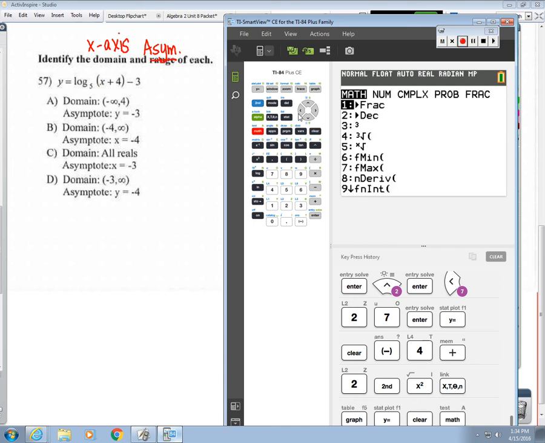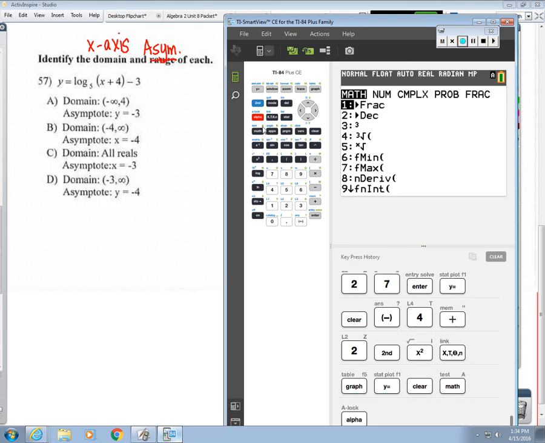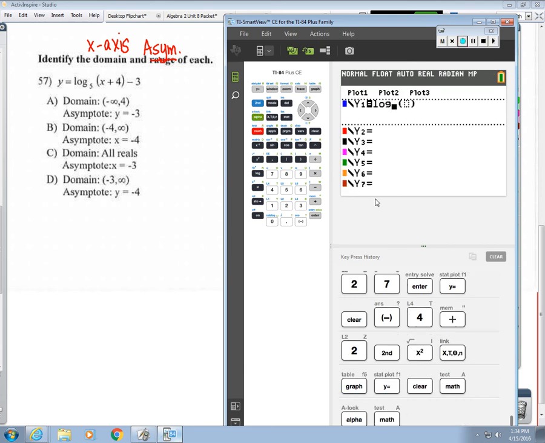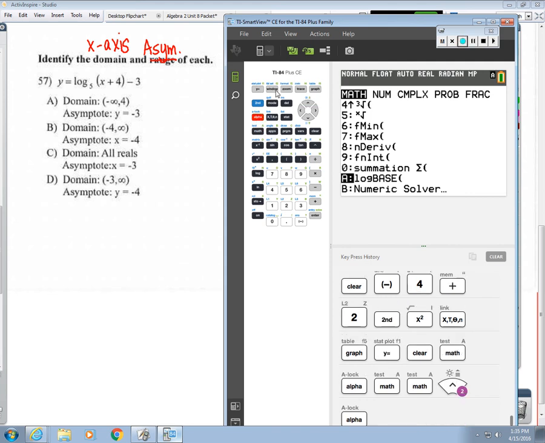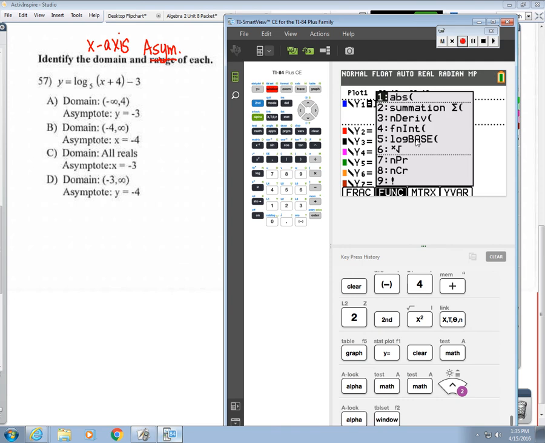Okay, it is all the way down the list. So a shortcut is alpha A, because down at the bottom it's beside the letter A. If you don't remember that, you can just hit math and go all the way down, or you can just hit up to get to it faster. Another way you can get to it is by hitting alpha window, and there it is right there.